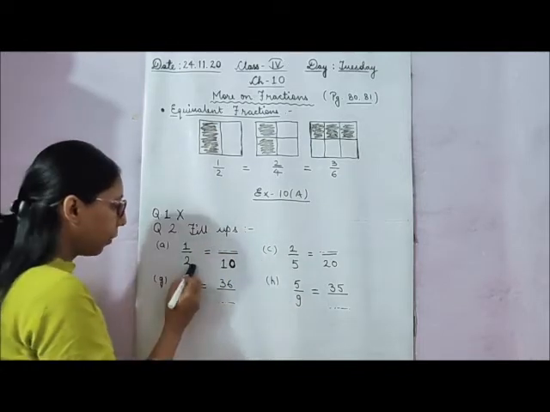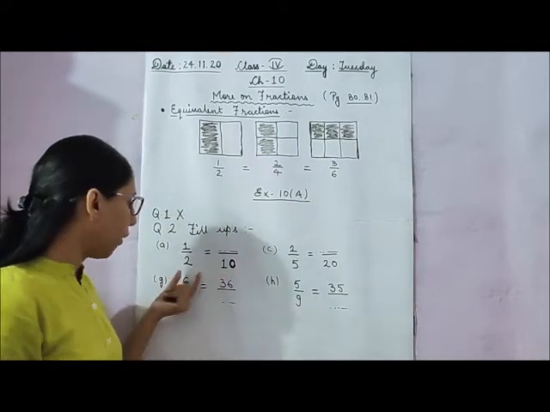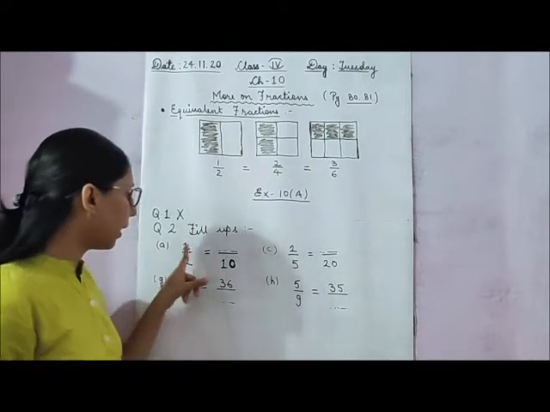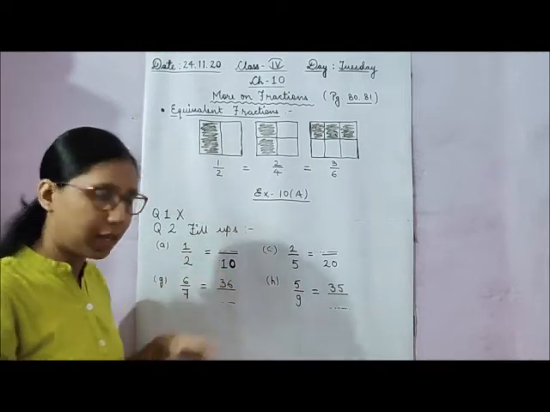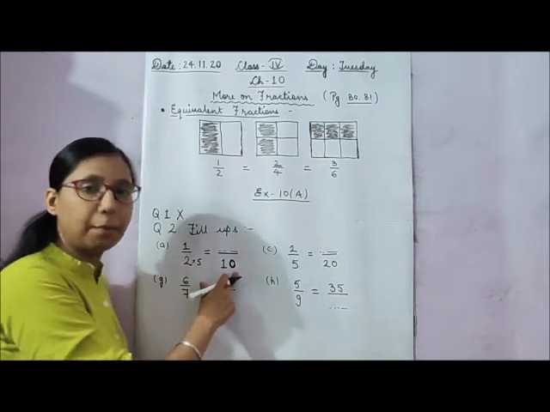Now see, in the table of 2, how many times does 10 come? 5 times, right? In the table of 2, how many times does 10 come? 5 times. So what will we do here? We will multiply 1 also by 5, because this 2 was multiplied by what? By 5, and it will become 10.